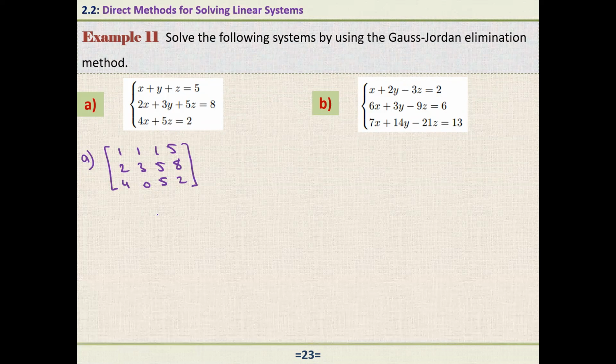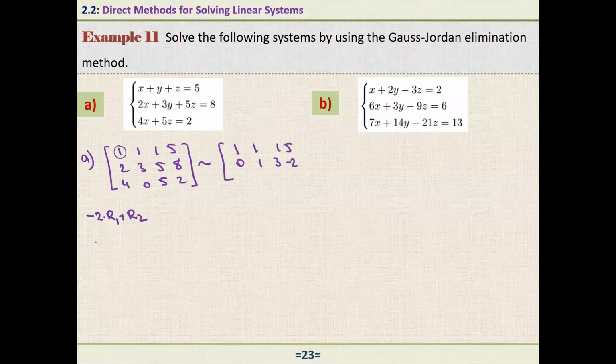So now we need to reduce this to RREF, reduced row echelon form. Already we have 1 here. That's our first leading entry. Let me write row 1: 1, 1, 1, 5. Multiply this by negative 2 and add it to the second row. So negative 2 times R1 added to the second row gives 0, negative 2 plus 3, that is 1, negative 2 plus 5, that is 3, negative 10 plus 8, that is negative 2.